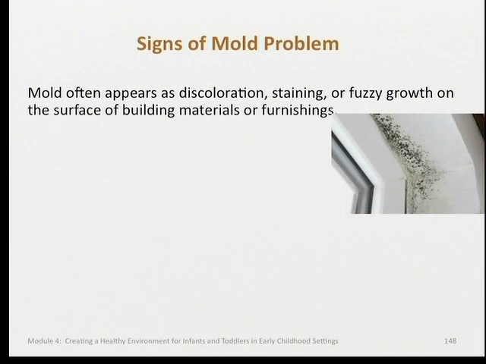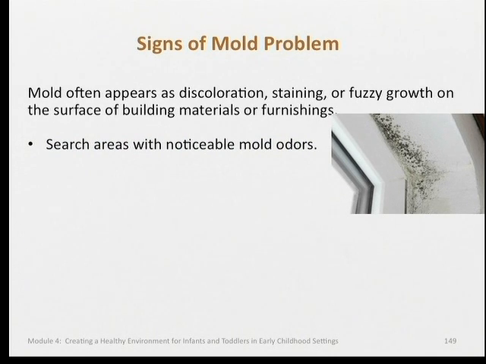Mold often appears as discoloration, staining, or fuzzy growth on the surface of building materials or furnishings. Visible mold growth may appear cottony, velvety, granular, or leathery. Mold may have varied colors of white, gray, brown, black, yellow, or green.